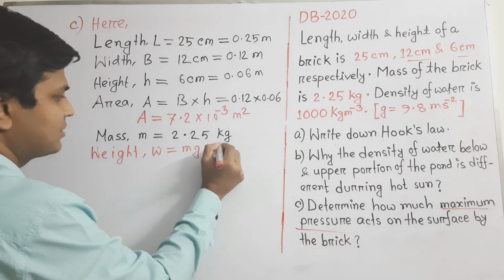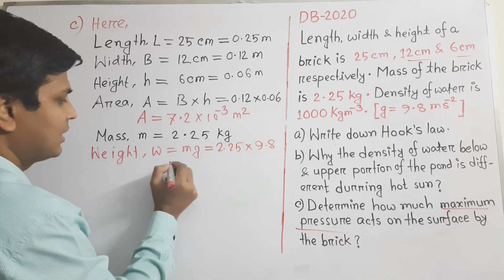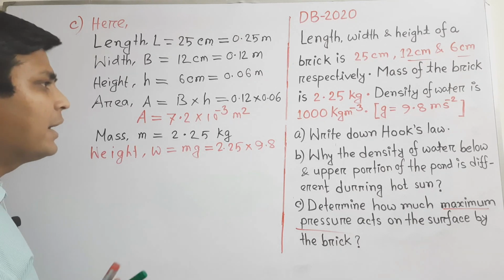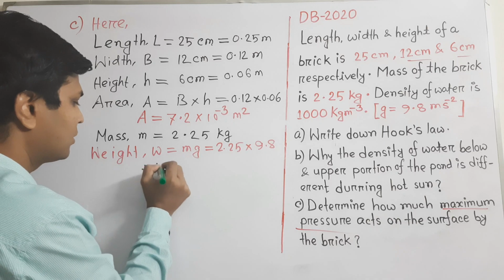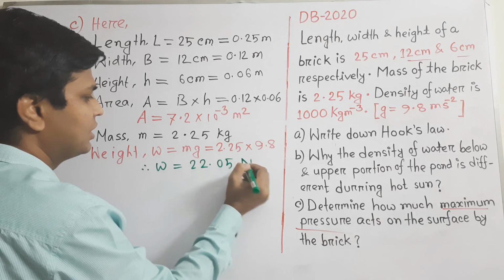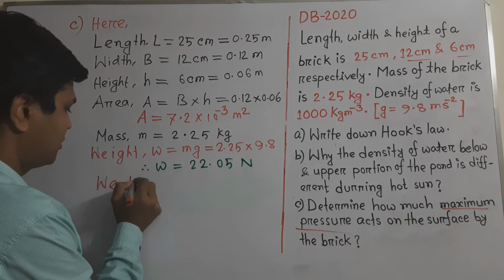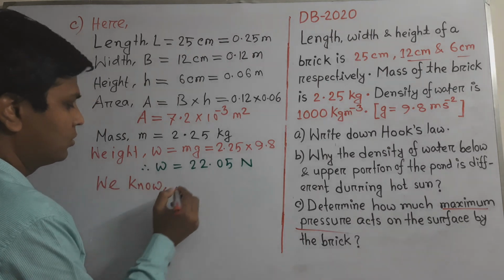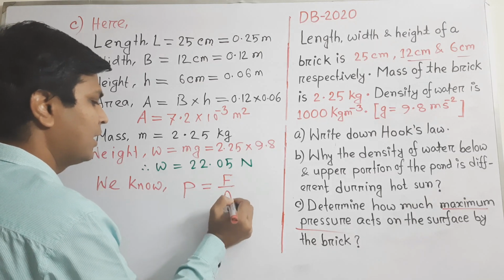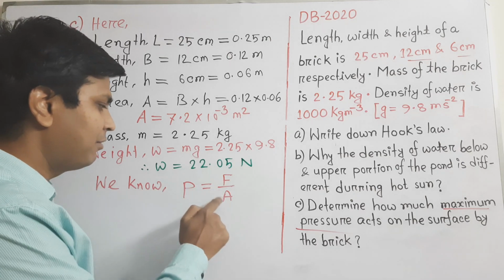Here mass is 2.25 and g is 9.8, and after calculating that expression we will get the weight of the brick is 22.05 Newton. The formula to calculate the pressure is, we know, the formula of pressure P equals F by A. Now I am going to put the value of F and A.